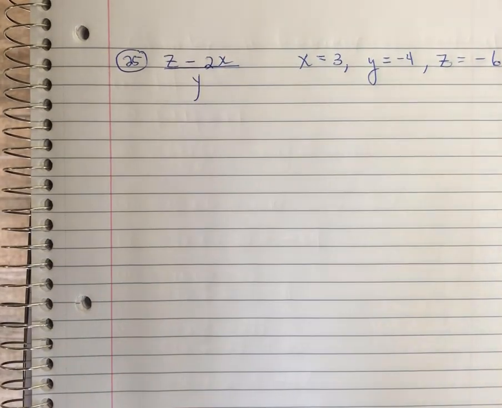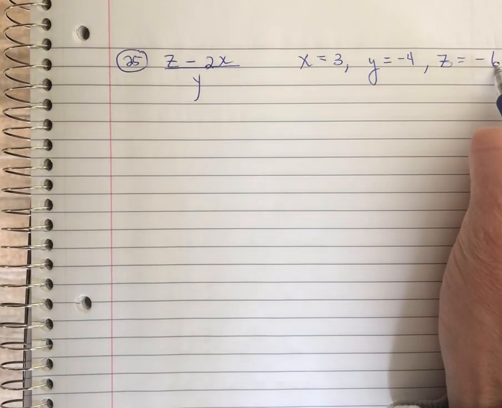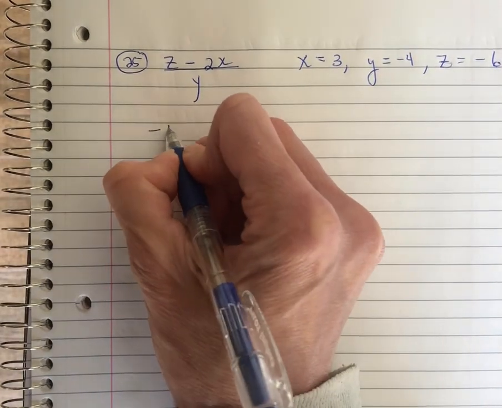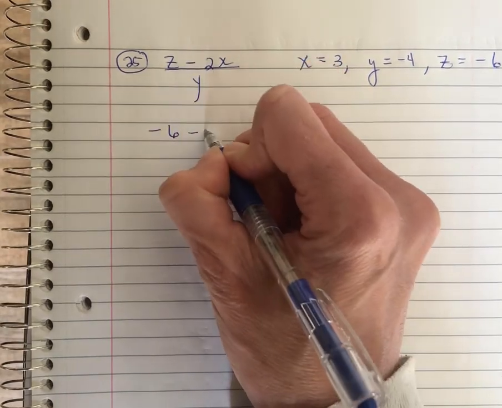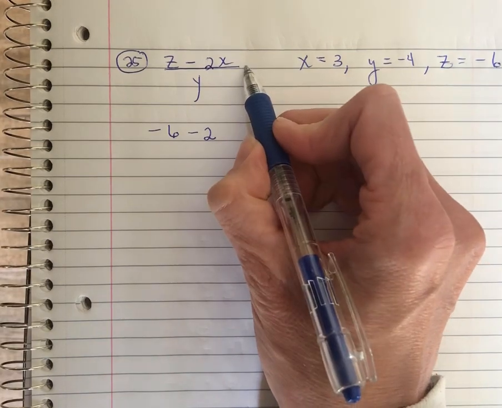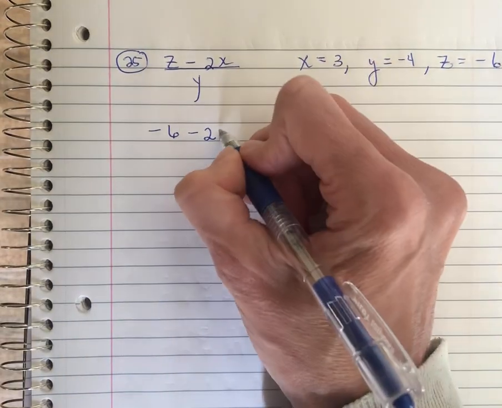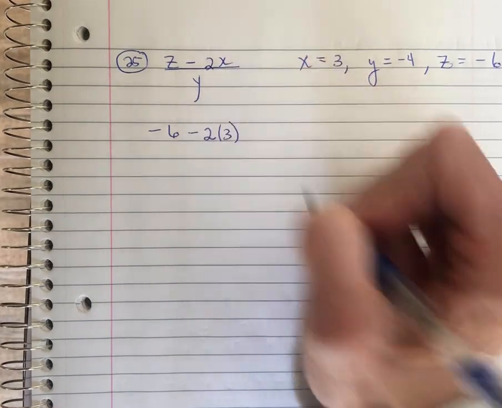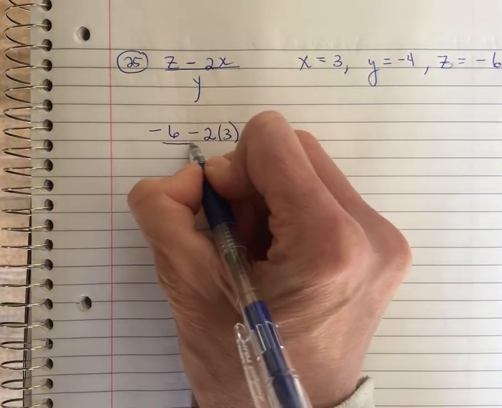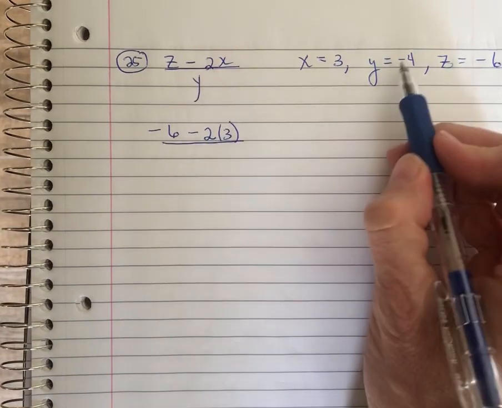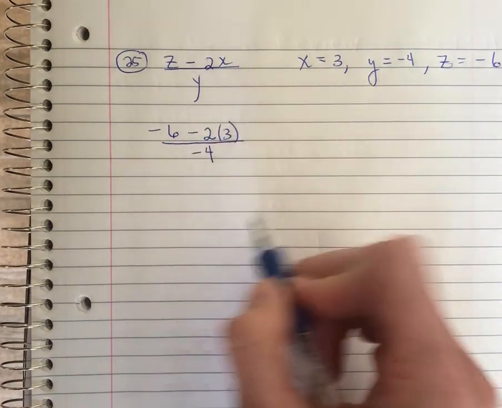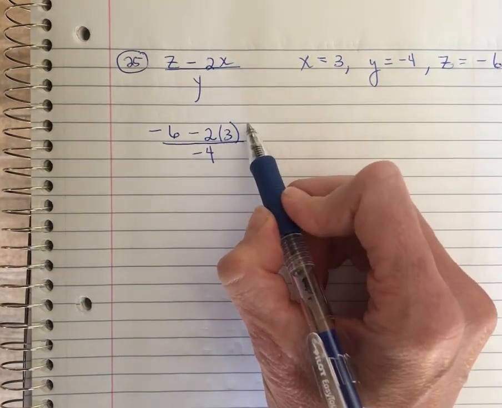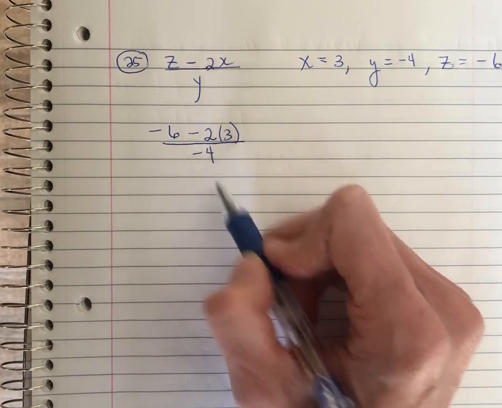Okay, our first job is going to be to substitute, okay? So instead of a z, I'm gonna replace that with -6. I'm going to drop down my subtraction sign. I'm gonna drop down my 2. X, the value for x is 3. I'm gonna put that in parentheses because smashed means to multiply. And the value for y was a -4. So we've talked about these types of questions before. We have to solve the entire numerator before we can divide by -4.